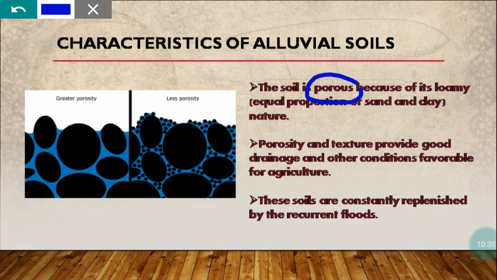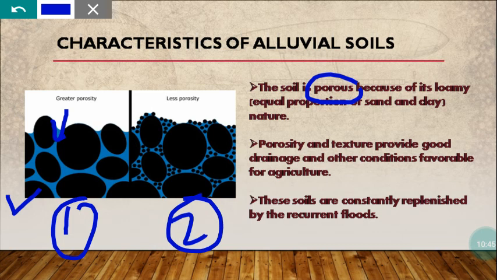If the gaps are more, you can see in this kind of picture, picture number 1 and picture number 2. In picture number 1 you can see that the materials of soil are not too near to each other. There is more gap. That's why the porosity of the soil is high. But in picture number 2 you can see that the gap between the soil elements is not too high. They are very near to one another. That's why the soil is less porous.